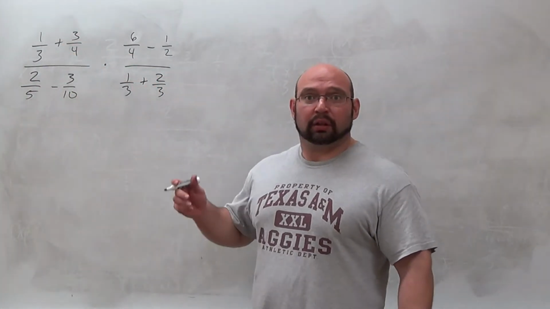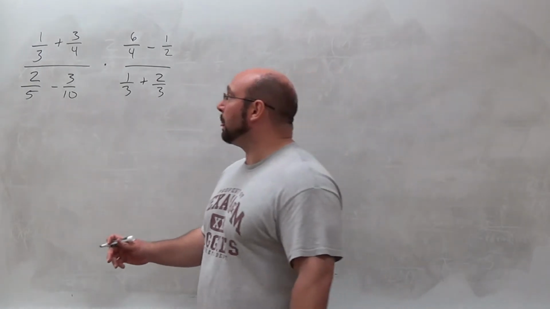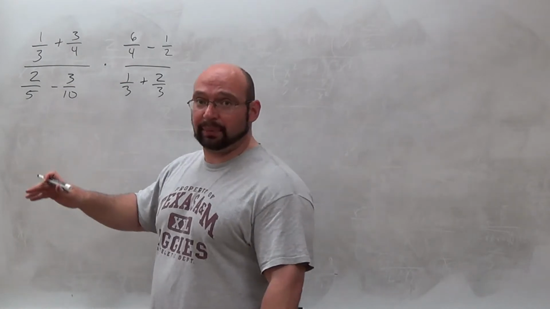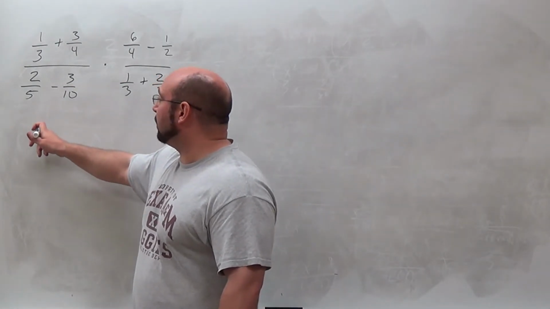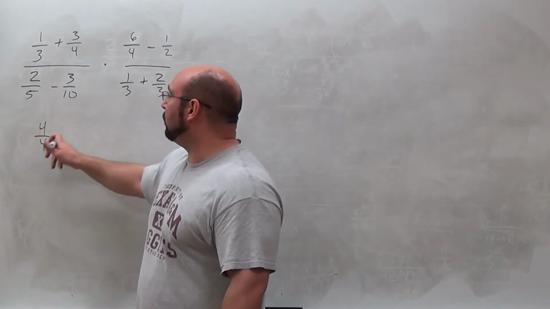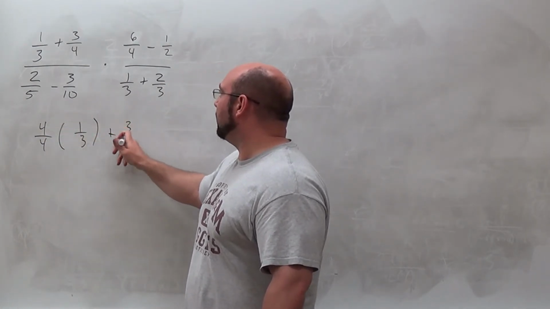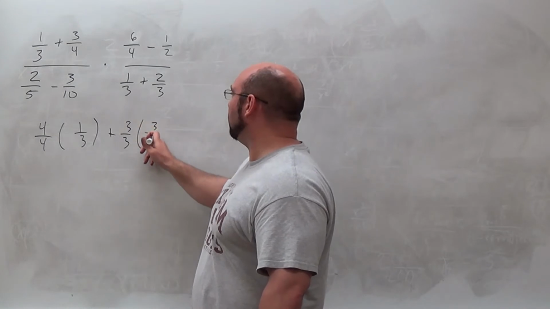All right, guys, we're going to go ahead and work this fraction out. So we notice that we're going to need some common denominators here, so we're going to take this step by step. So I'm going to go ahead and multiply 4 over 4 times the 1/3 plus 3 over 3 times 3/4.